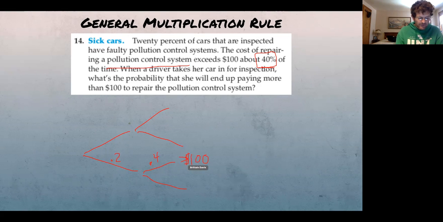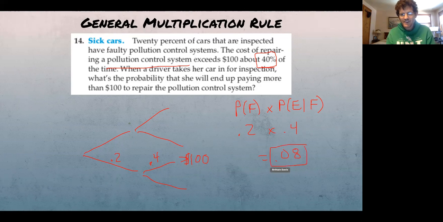So really all we have to do is multiply these two together. 0.2 is the probability of a faulty system. And the probability of expensive, given that it's faulty, is 0.4. Now we can just multiply it together. It's 0.08. I imagine some of you weren't able to come up with an answer because you were thinking it was more complicated than that. So this is maybe a question that, in retrospect, you'll be able to put in its proper place. Okay.